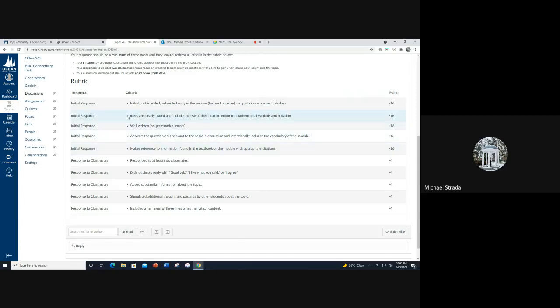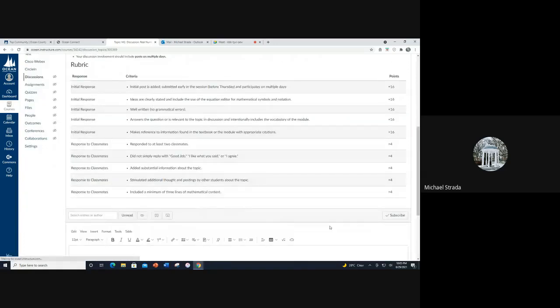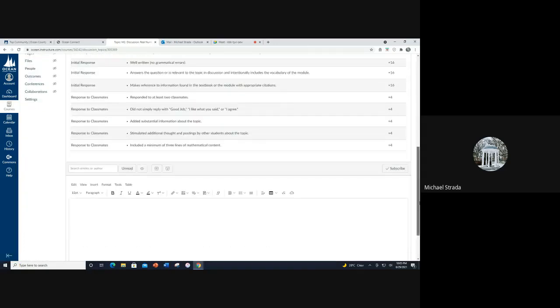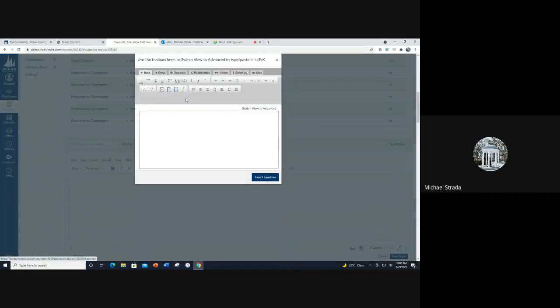Here's the main thing. Ideas are clearly stated and include the use of the equation editor for mathematical symbols and notation. All right. So when you do that, okay, let's see where that is. Superscript equation editor. That's this one right here with the square root symbol. All right. So it's all the way to the right, and that allows you to enter any type of mathematical symbol. When you do this, like if you're going to do a fraction, there's the fraction module.